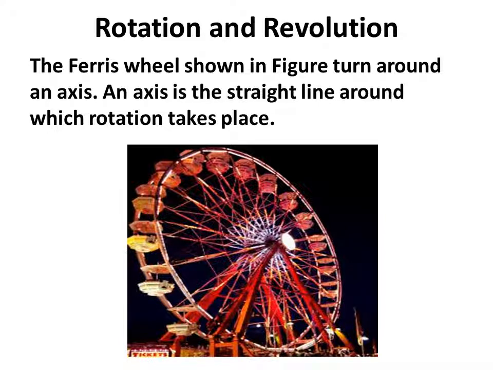Rotation and revolution. A Ferris wheel shown in figure turns around an axis. An axis is the straight line around which the rotation takes place.